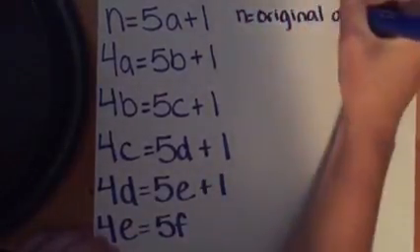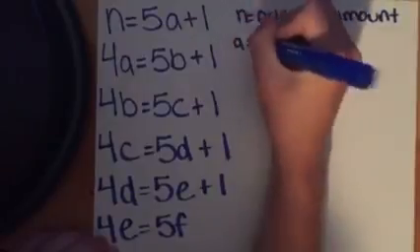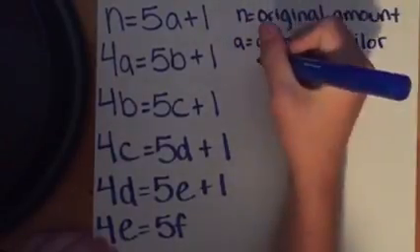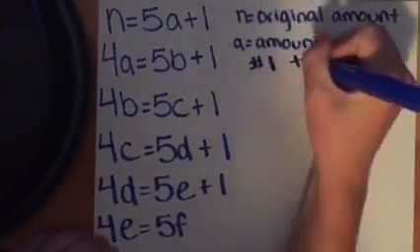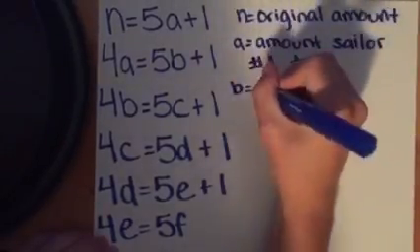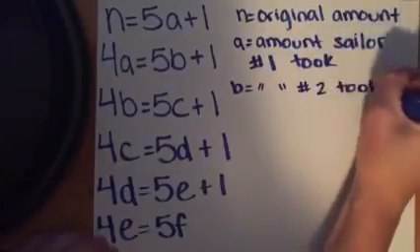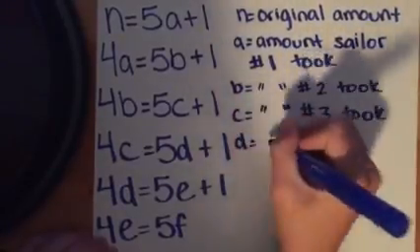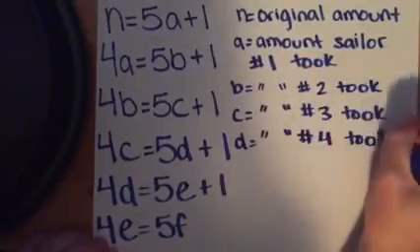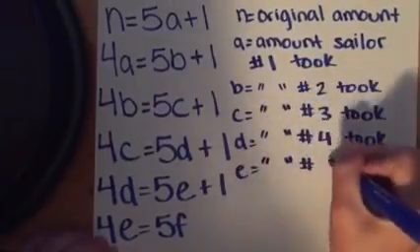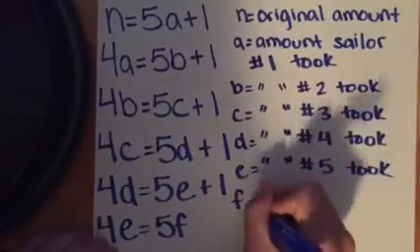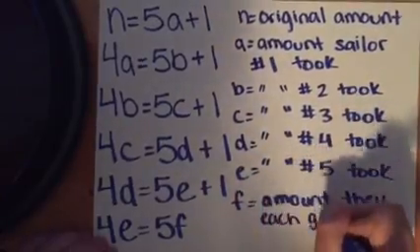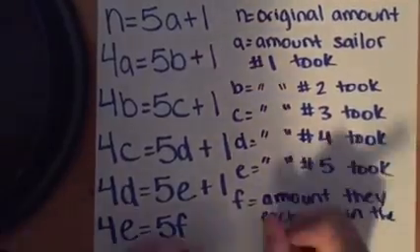N is the original amount. A is the amount sailor 1 took. B is the amount sailor 2 took. C is the amount sailor 3 took. D is the amount sailor 4 took. E is the amount sailor 5 took. And F is the amount that they each got in the morning.